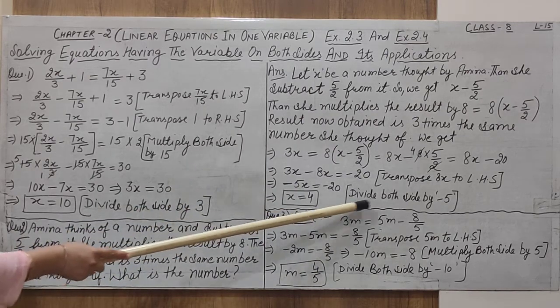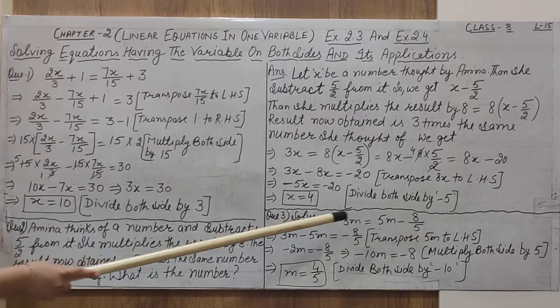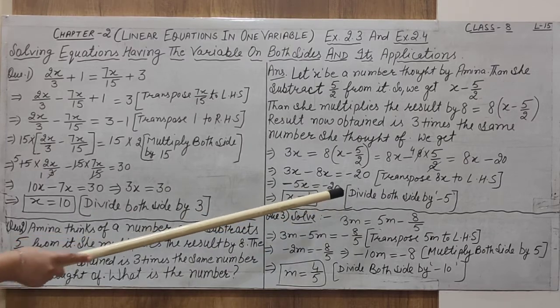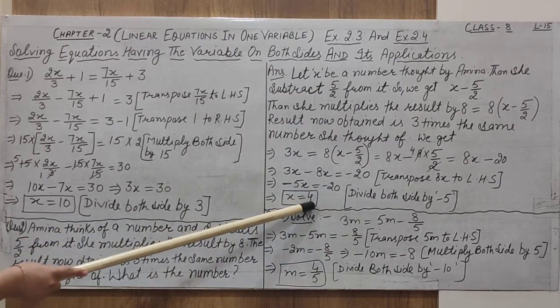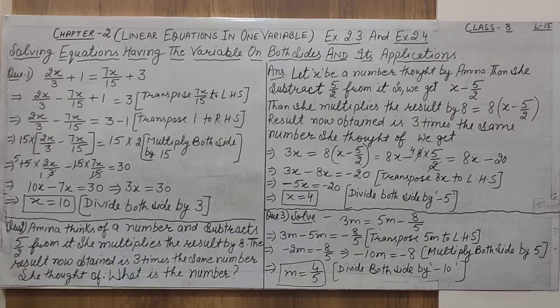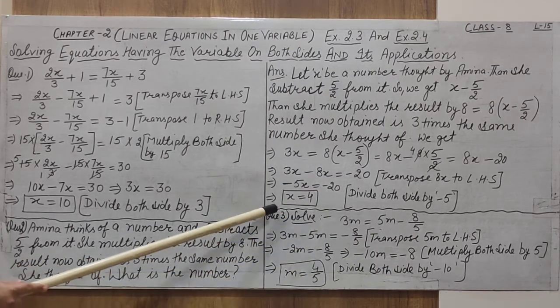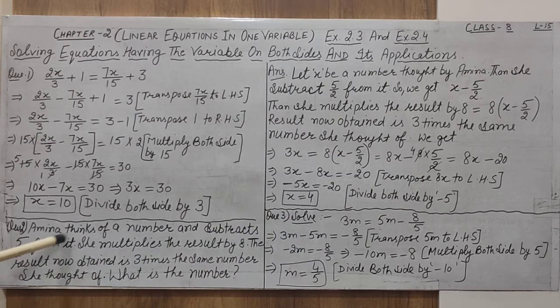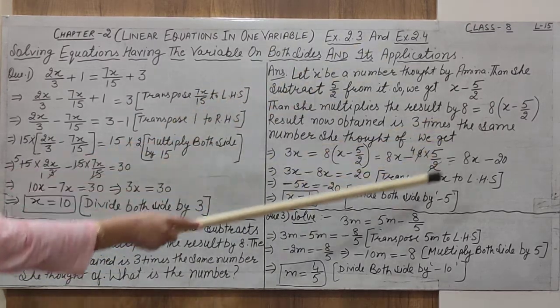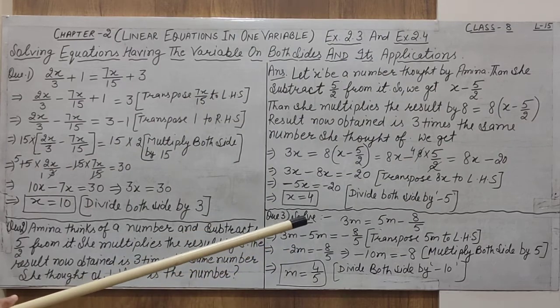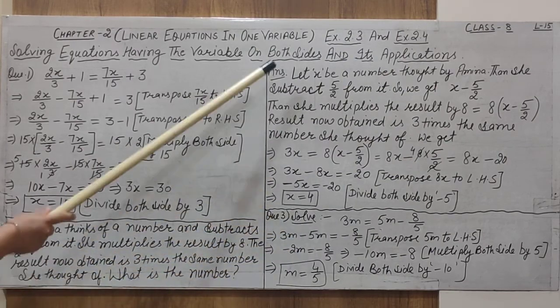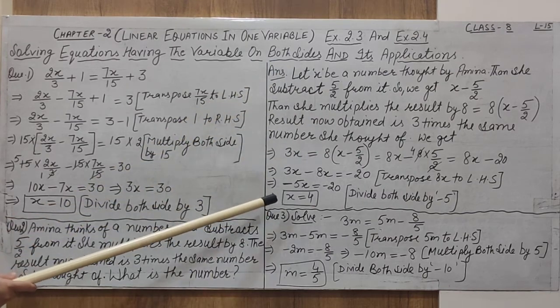So you have to divide both sides by minus 5 so that the negative sign is also removed from x. When we divide both sides by minus 5, we get x is equal to 4. This negative sign is also removed. So finally, x is equal to 4 is that number which Amina thought, and according to which the other processes happen. Alright, I hope you understand how to read the question and how to solve such kind of statements.